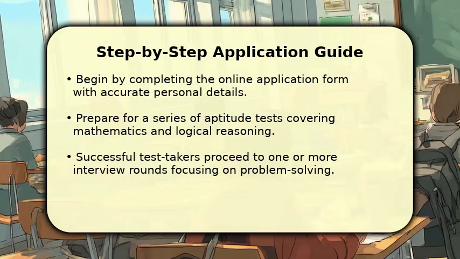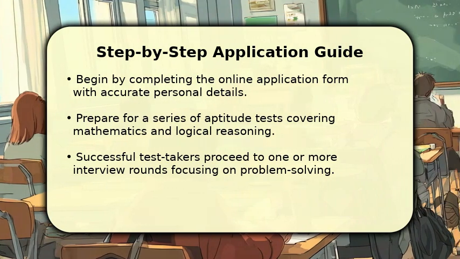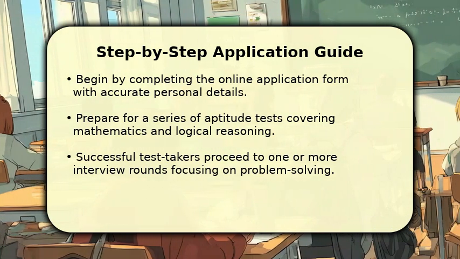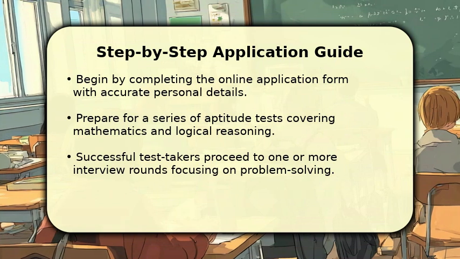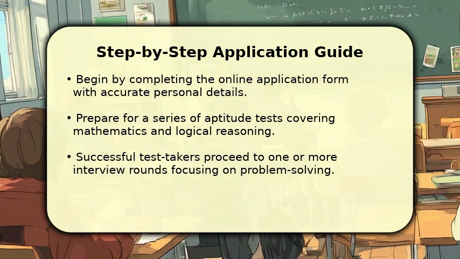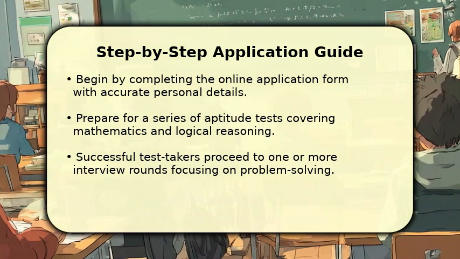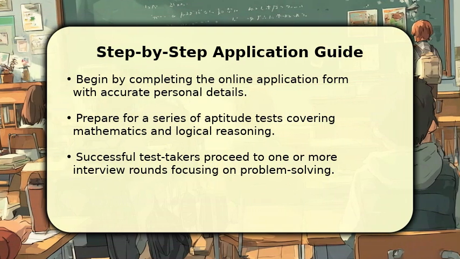The application process starts with submitting your online form, ensuring all personal details are completely accurate. Following this, candidates typically undergo an initial aptitude test, which assesses your skills in mathematics, analytical thinking, and basic computer knowledge. If you perform well, you will be invited for subsequent interviews.